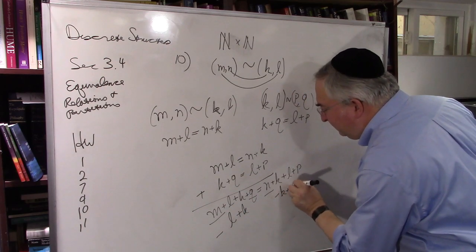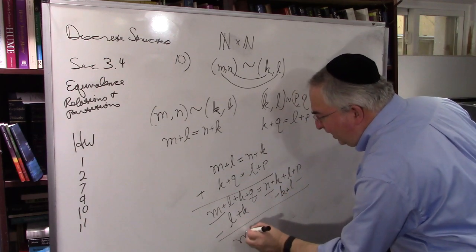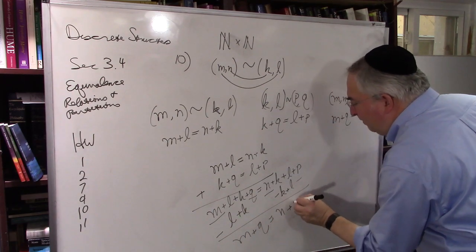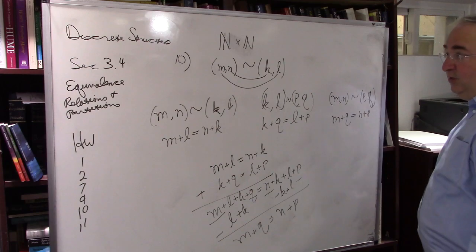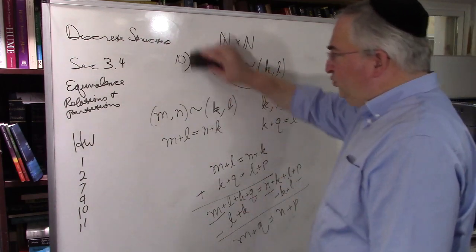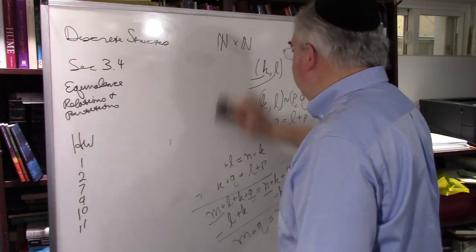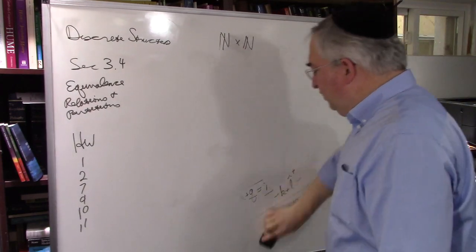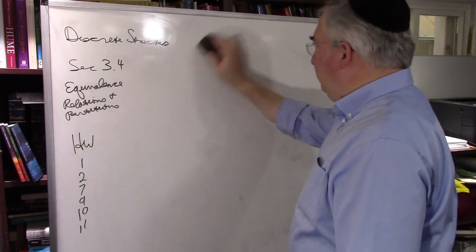K plus L. Okay, and I get M plus Q is equal to N plus P. Got it. So it's transitive. Great. I'd like to show you another way of looking at this equivalence relation, and it's very, very pretty.